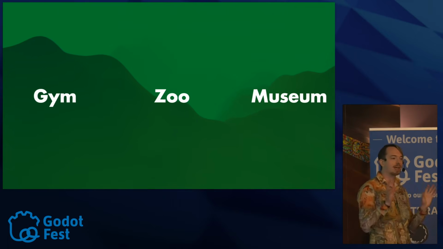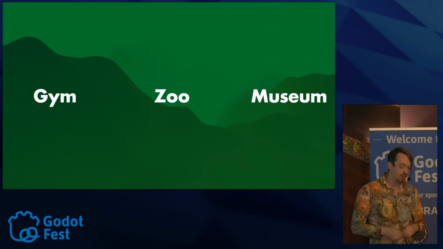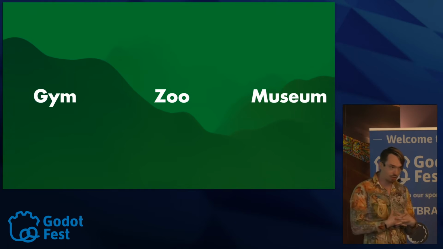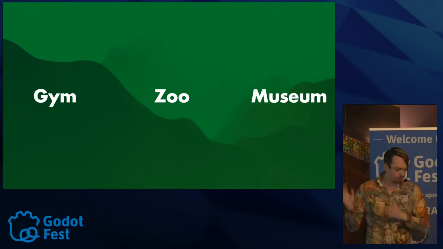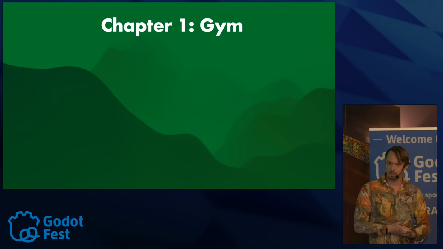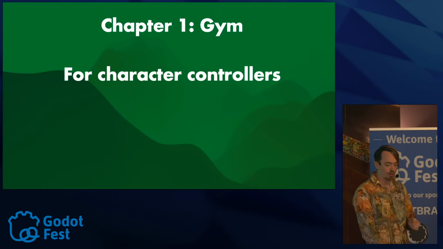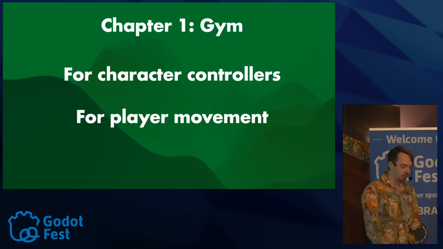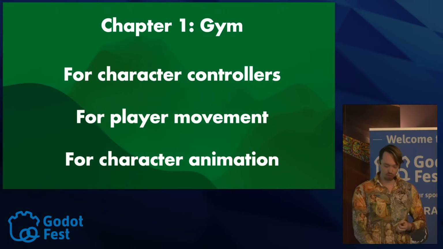They were established back in the 90s. They're still used by companies. They're just not often talked about because they stay internal, but these are usually the best words to stick to. So we're going to go through them one at a time. Chapter 1 here is gym. So a gym is for character controllers, it's for player movement, and it's for character animation.